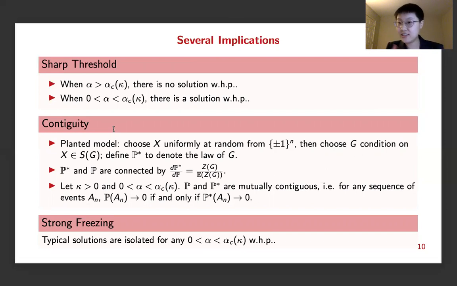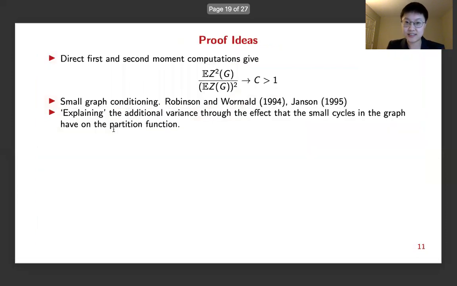So now let me briefly go through the proof and some of the key proof ideas. A direct first and second moment computation gives us that the second moment divided by the first moment squared converges to a constant larger than 1. If this constant were 1, then we'd be good to go, because then we would have shown that the number of solutions is concentrated around its expectation. But in reality, this is not the case. We have a constant larger than 1. So how do we account for this additional variance?